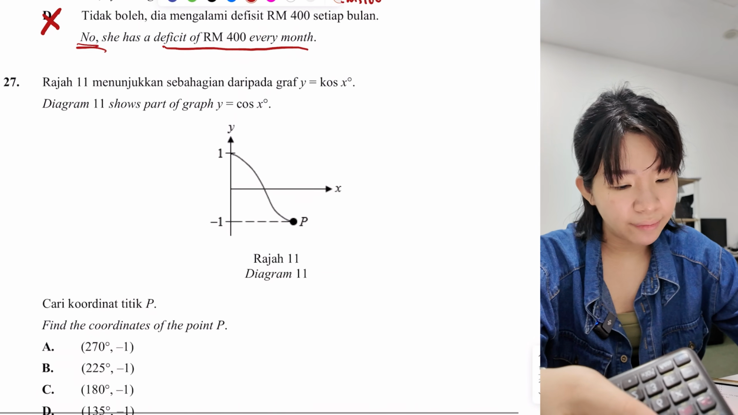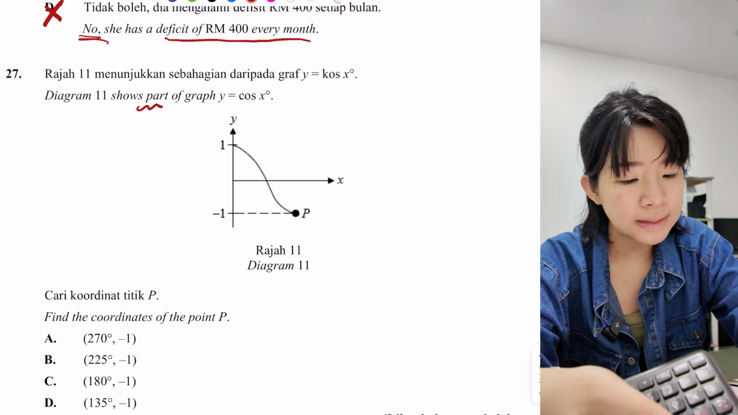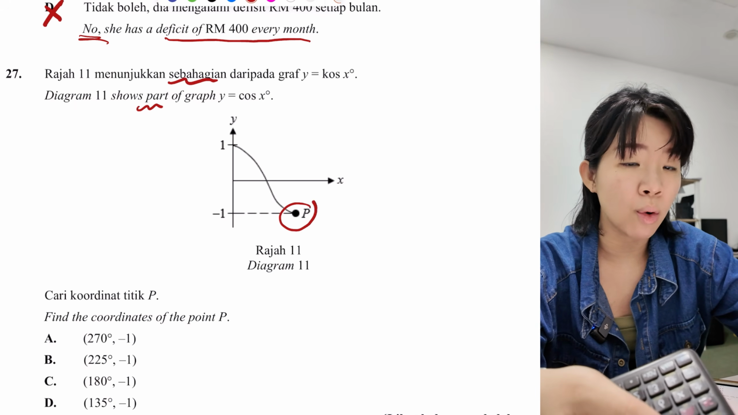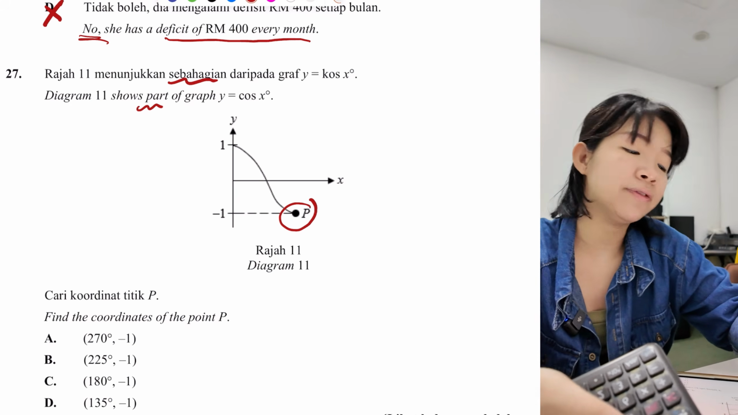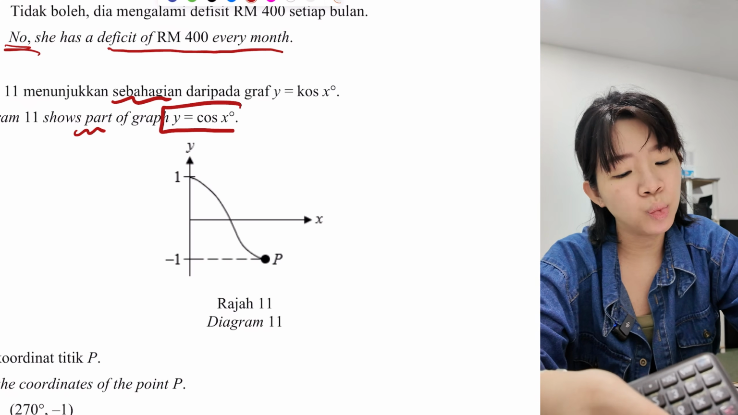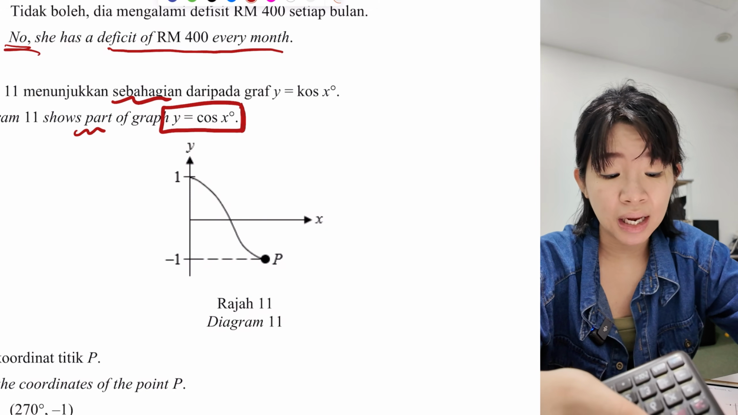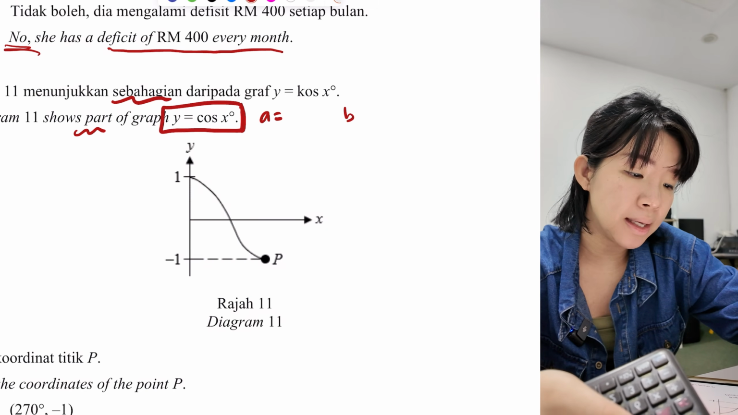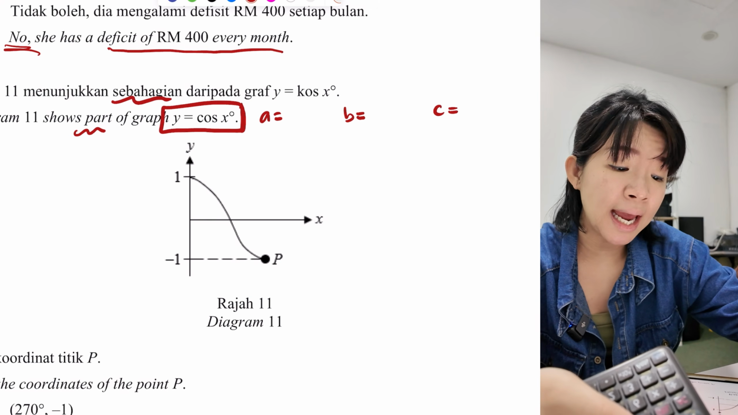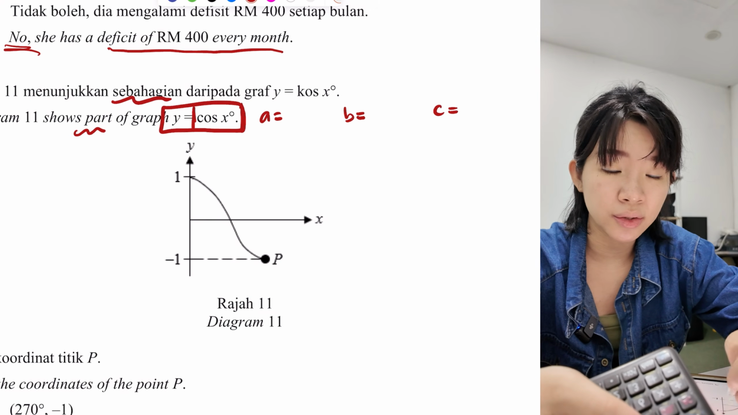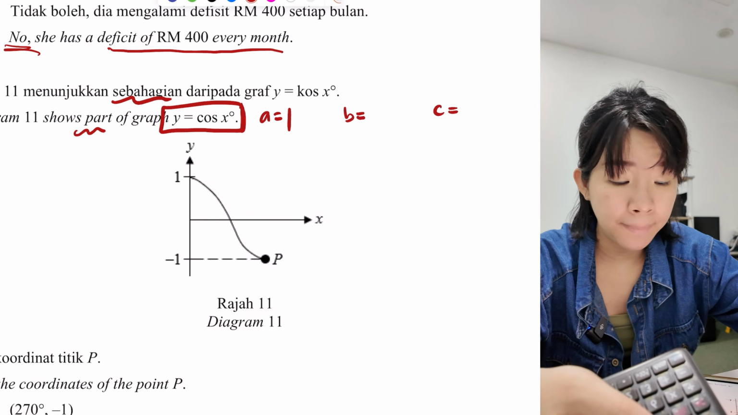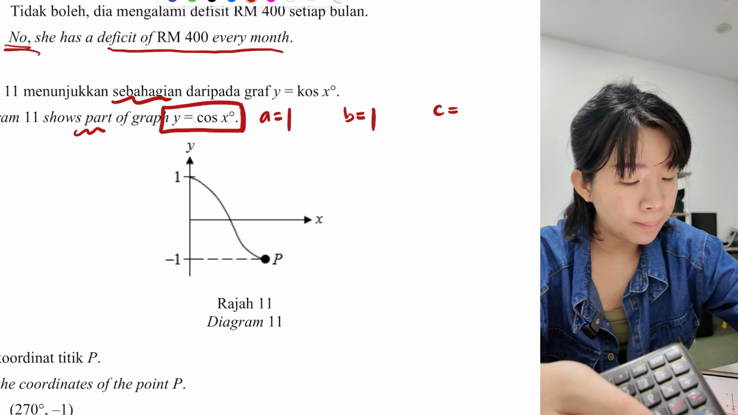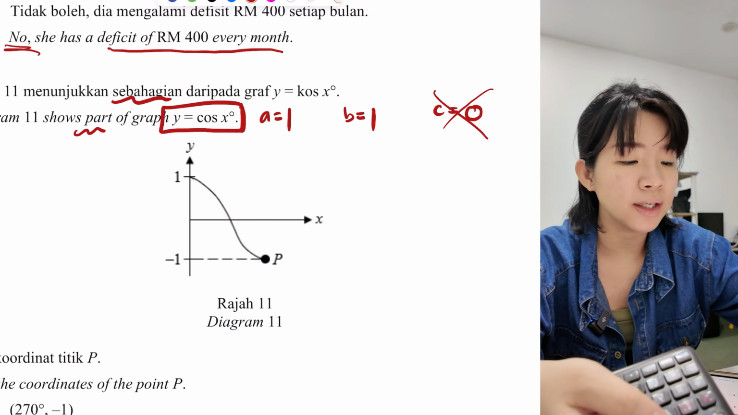Okay, let's look at 27. It shows part of the graph of y equals cos x. They ask us to find the coordinate P. First things first, you have to understand what y equals cos x is. From here we can find A, B, and also C. A means the number in front of cos. If you don't see a number, it means it is 1. B is the number in front of x, which is 1. C is the number behind. We don't have one, so it is 0, and you can just ignore it.